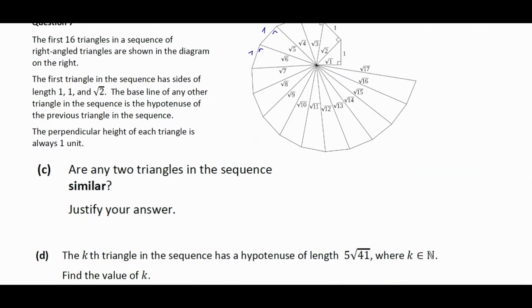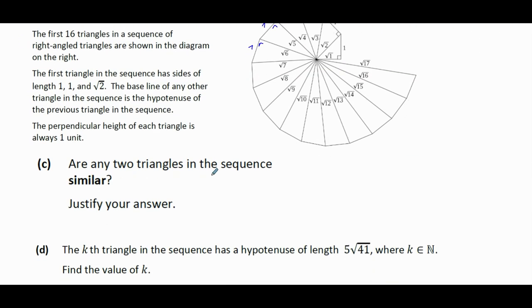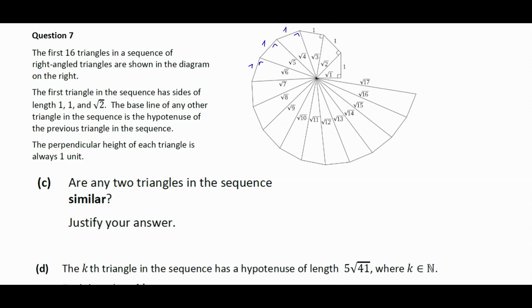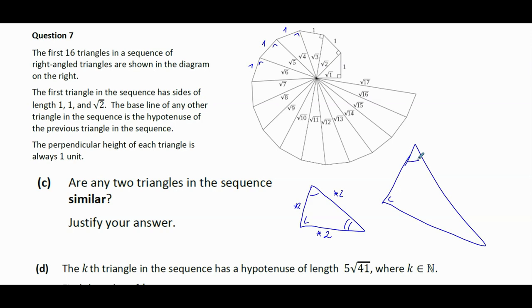So the first part in C is asking, are any two triangles in the sequence similar? Justify your answer. So we need to know what a similar triangle is. Doesn't matter what triangle we take, that's our starting triangle. We enlarge each side, let's say by 2, and therefore we have a bigger triangle. All angles inside will be the same. That's the main feature of similar triangles.